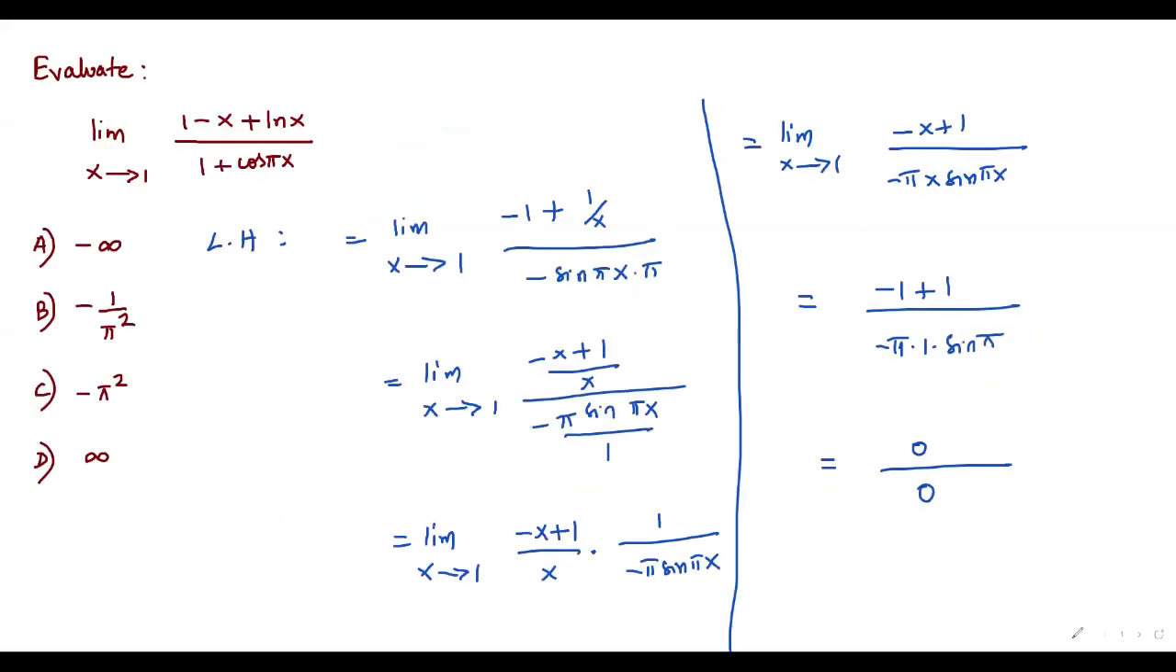Okay, let me go to the question. We find negative 1 over pi squared in answer choice B. The correct answer choice for this question is B.